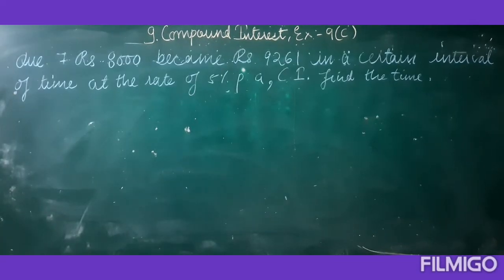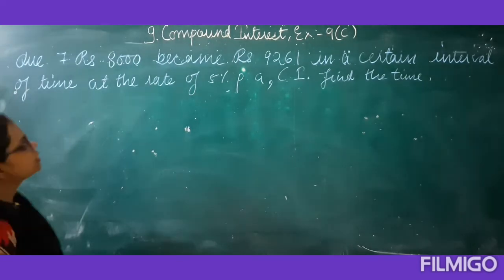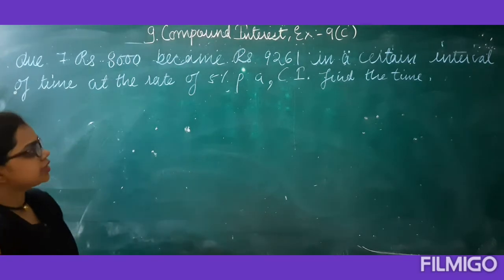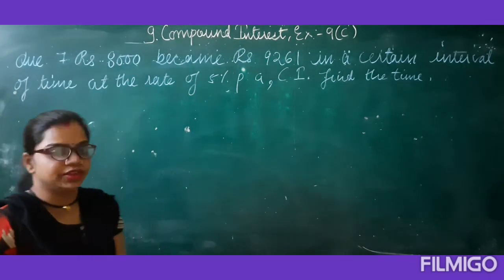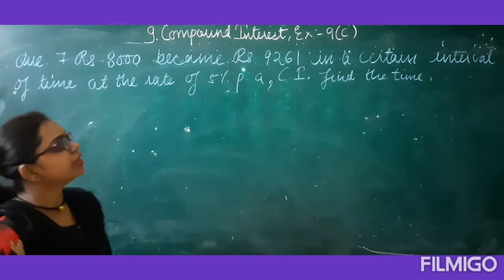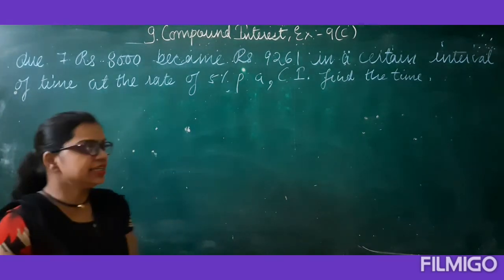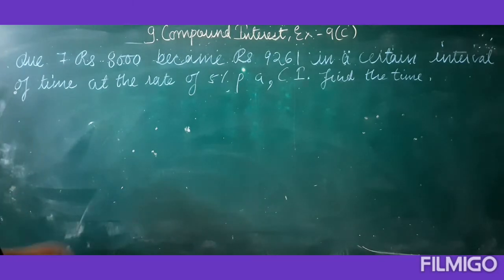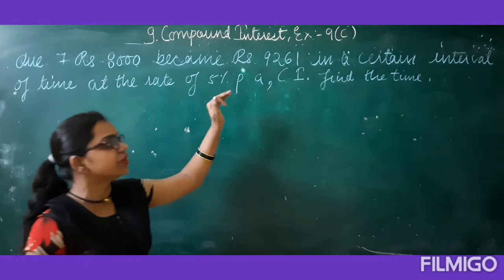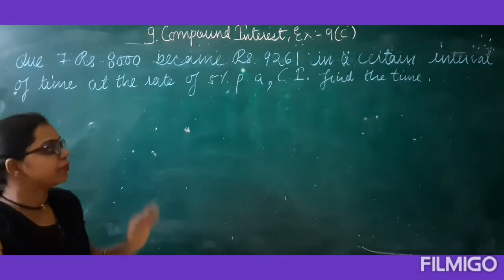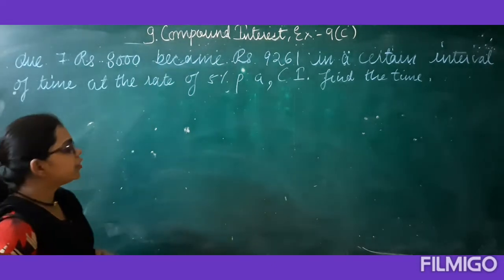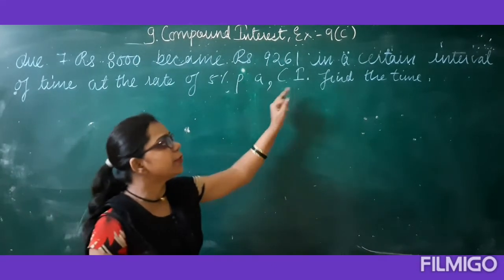This is question number 7. Here it is saying rupees 8,000 become rupees 9,261 in a certain interval of time at the rate of 5% per annum compound interest. Find the time. You have to find out this rupees 8,000 becomes 9,261 at a particular interval of time. That time you have to find out. The rate of interest is given to you as 5% per annum.